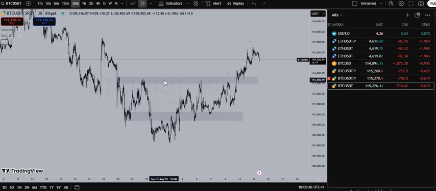And the more a support and resistance range or zone is tested and respected, the more it is assumed to be stronger. So the more it is tested and respected, the stronger it is assumed to be. Yes, so that's basically support and resistance.